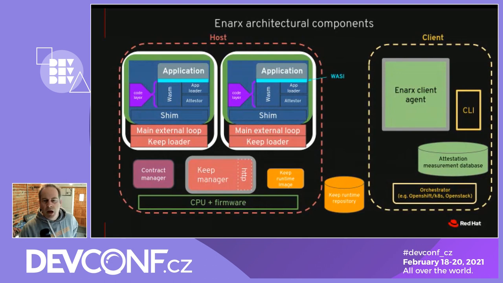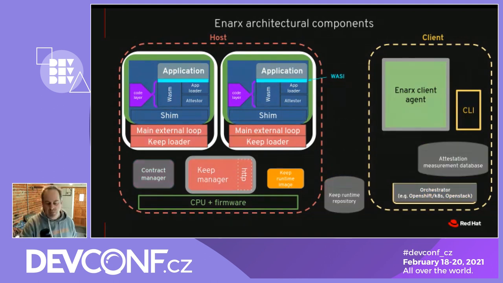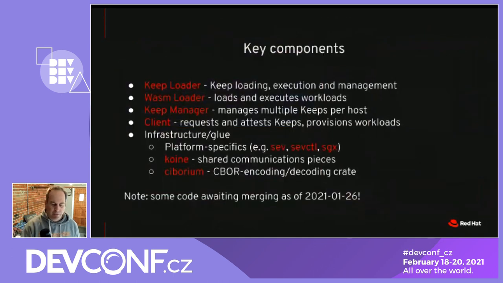Oh, seen that already. So just to give you an idea of what we have and what we don't have, at least in POC, here's all the different pieces. The pieces in gray are the pieces that we haven't started working on yet. We haven't started working on the attestation measurement database. We're doing a simple version in a config file at the moment. The keep runtime repository, the contract manager, which is a piece for billing and those sorts of things. And on the bottom right, we haven't started working on Kubernetes or any other orchestrator integration yet.